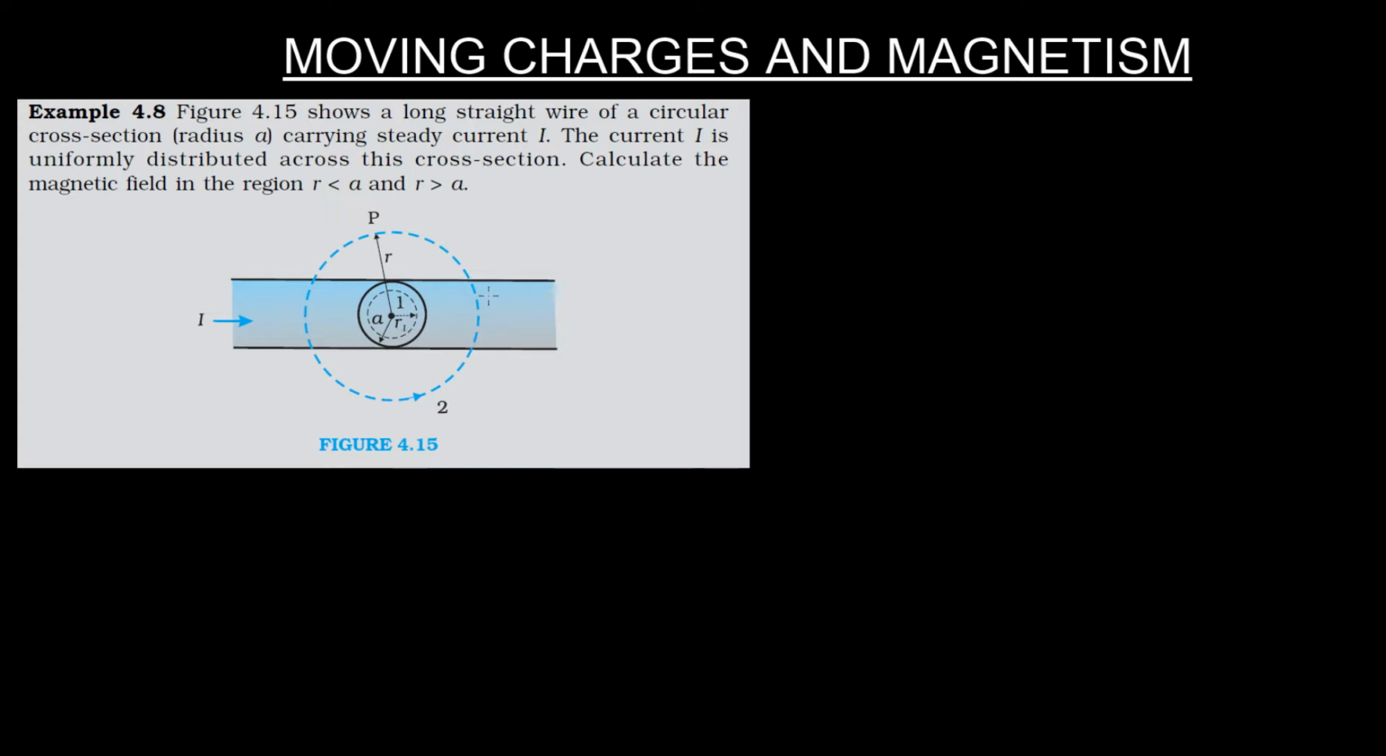So the way to show the cross section is to draw this view, draw the cross sectional view, draw the cross section on this, right? So calculate the magnetic field in the region r less than a, and then after having done that, you do it in r greater than a. Okay?